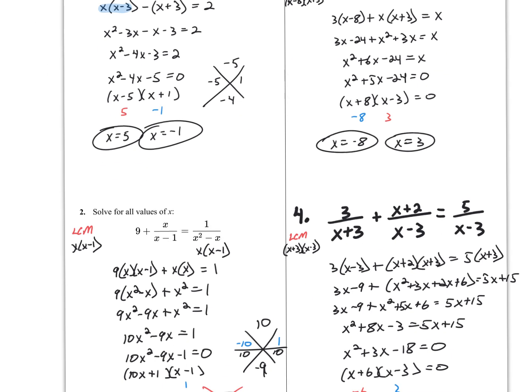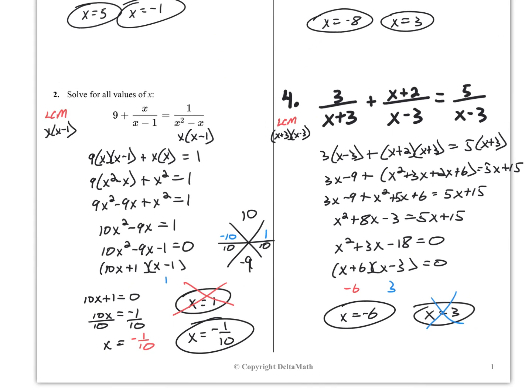Okay, let's go to number 2. The first thing we have to do, number 2, is to factor this denominator of x squared minus x. So they share a factor of x, so x times x minus 1. So now you can see that in the denominator, we have an x that we have to account for, and we have an x minus 1. So the x times x minus 1 is actually going to become our least common multiple. That's what we're going to multiply everything by in order to get rid of the denominators.